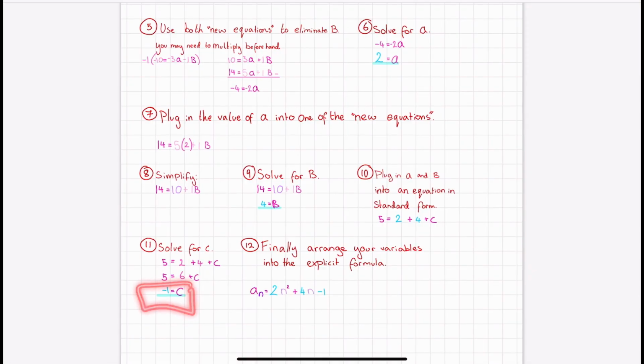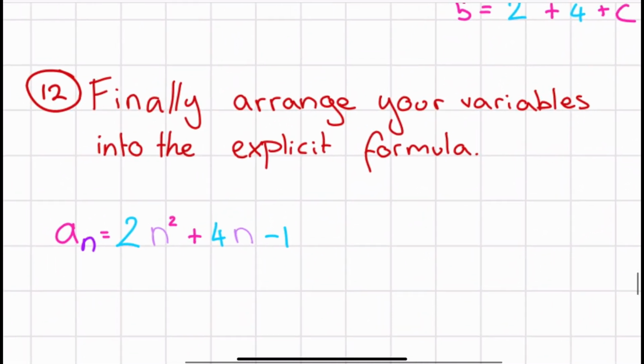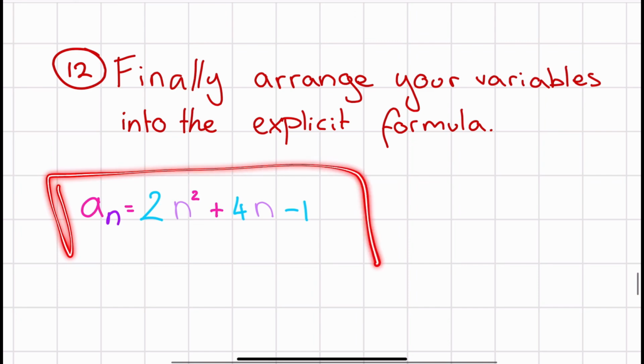The final step is to take all these three variables and arrange them into a standard explicit formula for this quadratic sequence, and there you go.